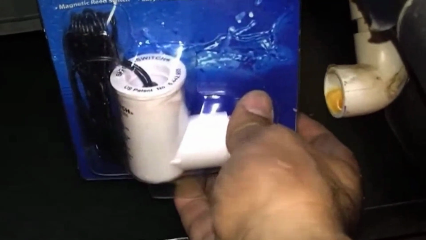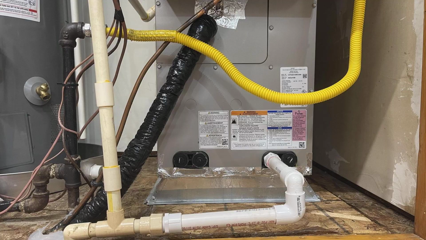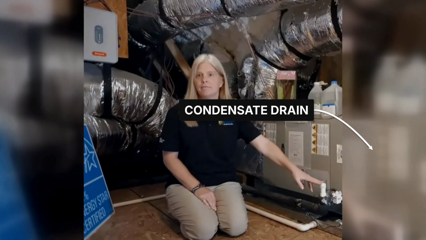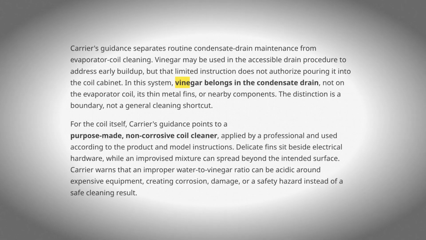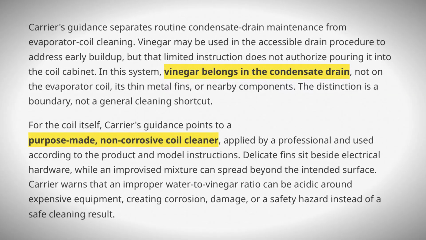Once the line and switch are separated, the next boundary sits only one component away on the evaporator coil. This is the boundary the Carrier documents make unusually clear. The company's general cleaning guide places the vinegar method in the condensate drain. Its coil cleaner guide recommends a purpose-made, non-corrosive coil cleaner applied by a professional, and warns that an improper water-to-vinegar ratio can be acidic around expensive equipment.